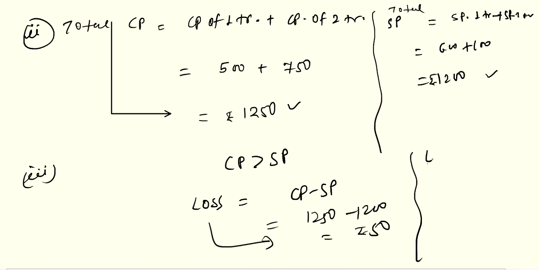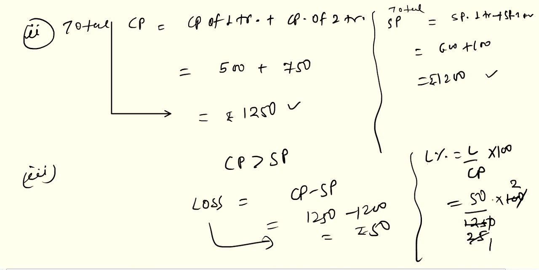And as you know, loss percent equals what? Loss upon CP into 100. So loss is 50 and CP 1250 into 100. 0 0 get cancelled, then 5 2 ja 5 25 ja 25 1 ja 25 2 ja, so 2 2 ja 4, loss is 4%.